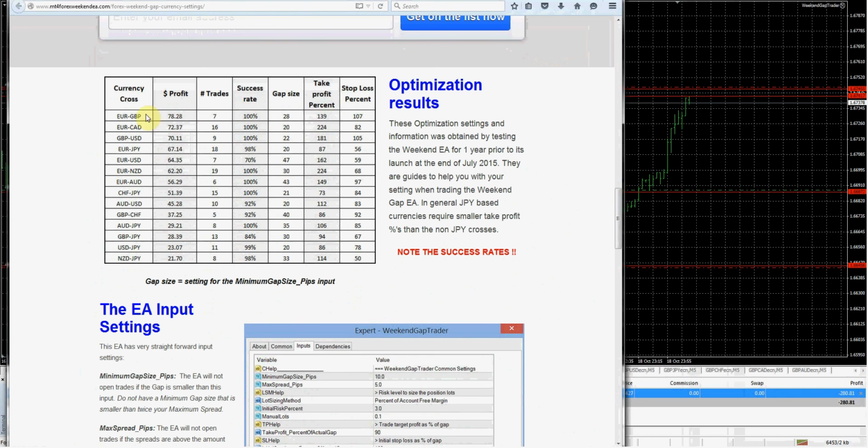For example, Euro GBP right here, they got 7 trades over the past, I think, 12 months here. 100% success rate. They used a 28 for the gap size, and the take profit was 139. Stop loss was 107. So that setting has resulted in only 7 trades, but all of those trades were winners. And you can see here, these are the settings that have given, you know, the highest winning rates, I'm guessing here.